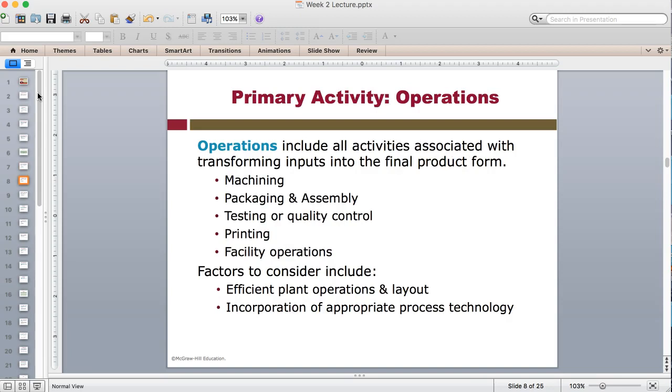The operation is basically where you put the product together, where the product is made and assembled.